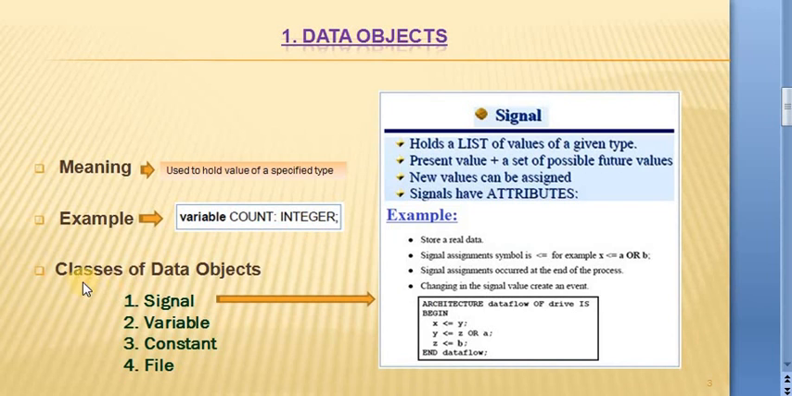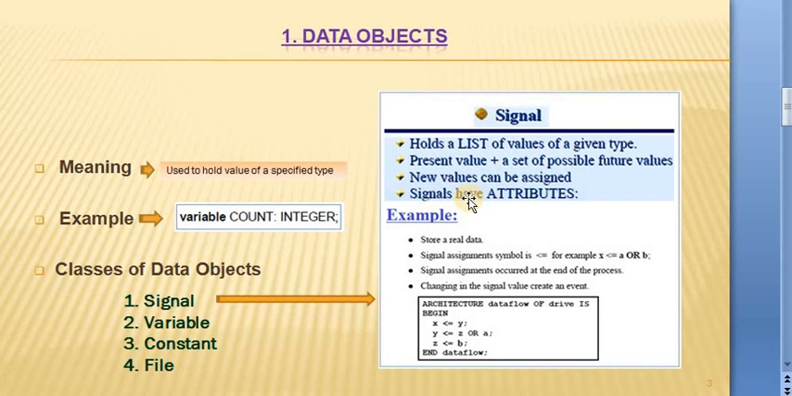Now what are the types of data objects? As you see, there are 4 types of data objects. These are signal, variable, constant and file. So let's discuss these 4 in detail now. So the first component is signal. So what is signal? The signal is used to hold a list of values of a given type. So it takes into account the present and all set of future values which are possible. So it can assign new values to the object.